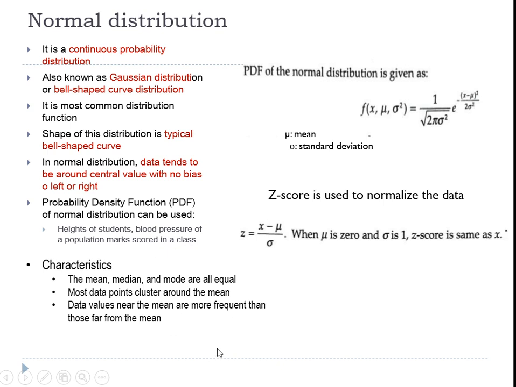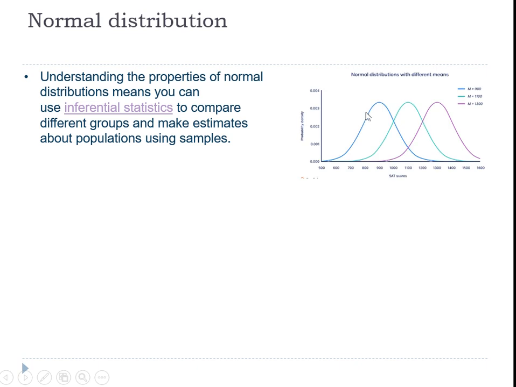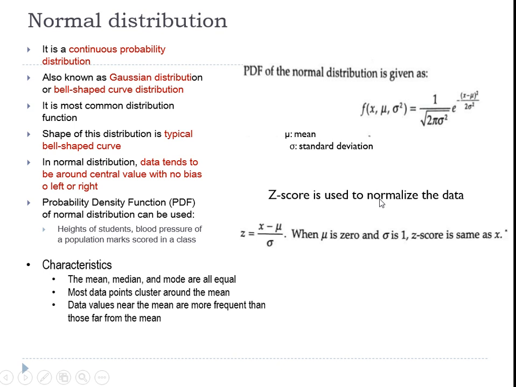Coming to the characteristics of normal distribution, in this case the mean, median, and mode are all equal. Most data points will cluster around the mean, that is at the center of the bell-shaped curve, and the data values near the mean are more frequent than those far from the mean. As I showed you in this graph, the mean value will be centered here, so data is clustered over here.